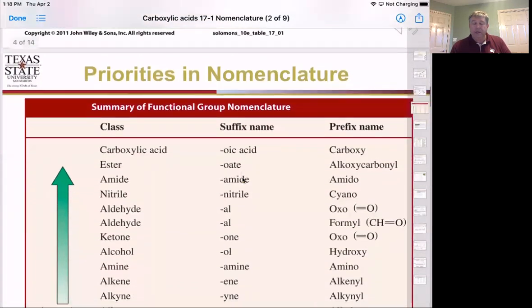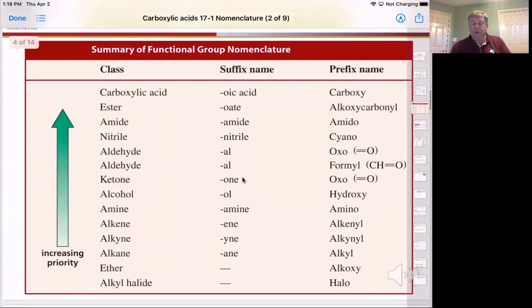So when we talk about priorities and nomenclature, we started way back with just our alkanes. And we said, okay, if we have an alkane, we have it ANE. And then if we have a group attached to it, we either have the alkoxy group or the halo group. Remember, neither the ether nor the halide changes the parent name. So that's why we always started with the alkanes and then added ethers and halides to it.